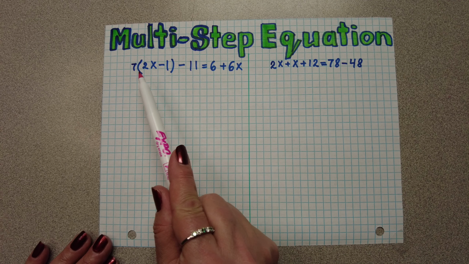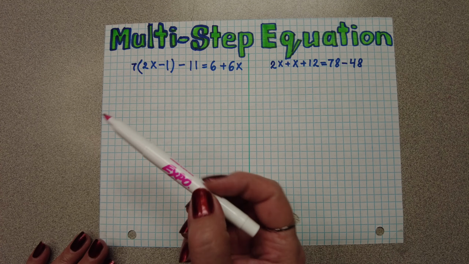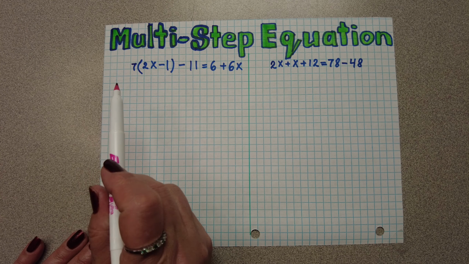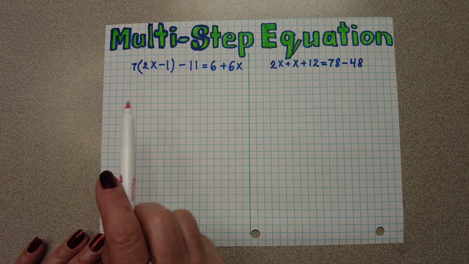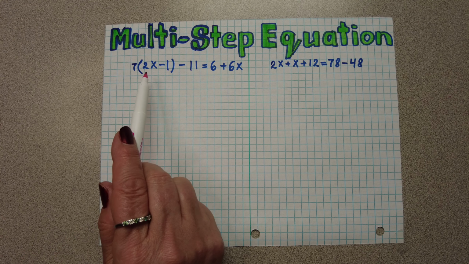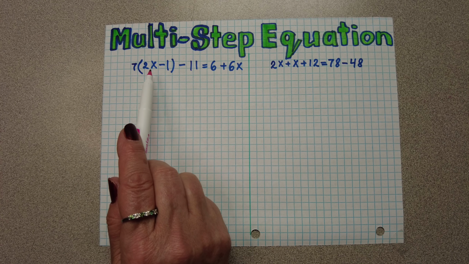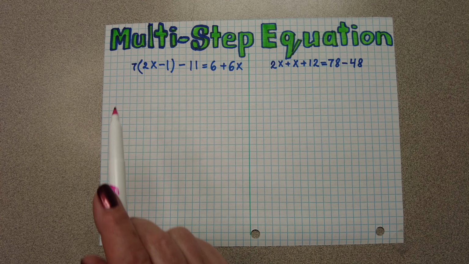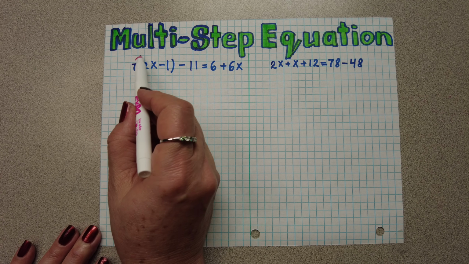So in this case, we have parentheses. Remember, we need to solve the problem of parentheses first. Here we have 7 times (2x minus 1). We cannot do the operation inside the parentheses because one is unknown, the other one is a number. So we're gonna do our distributive property here.